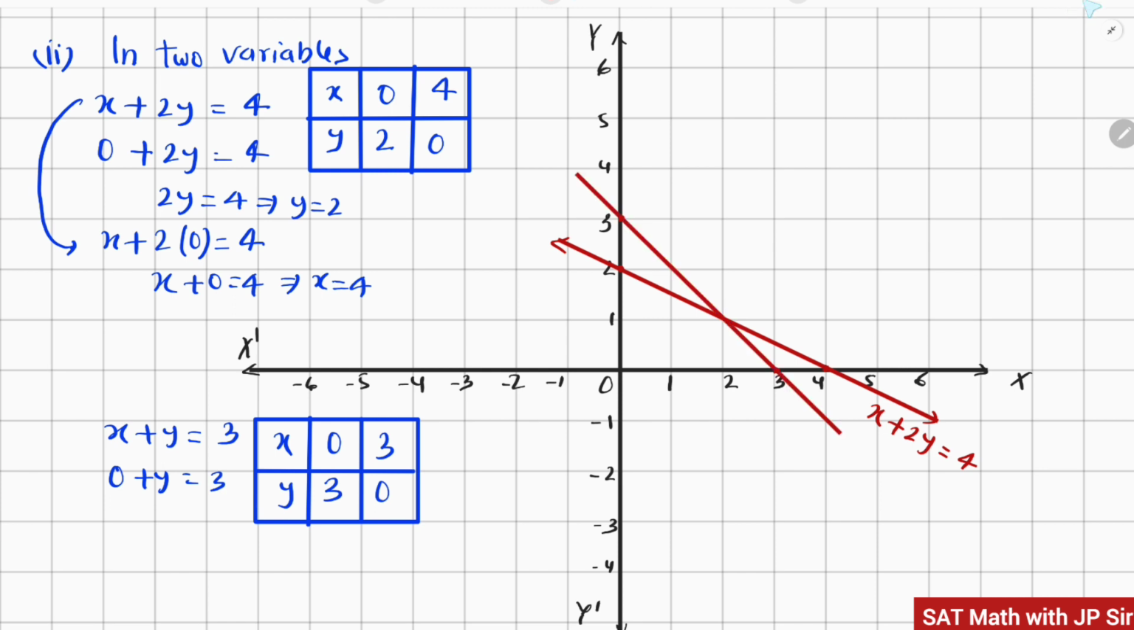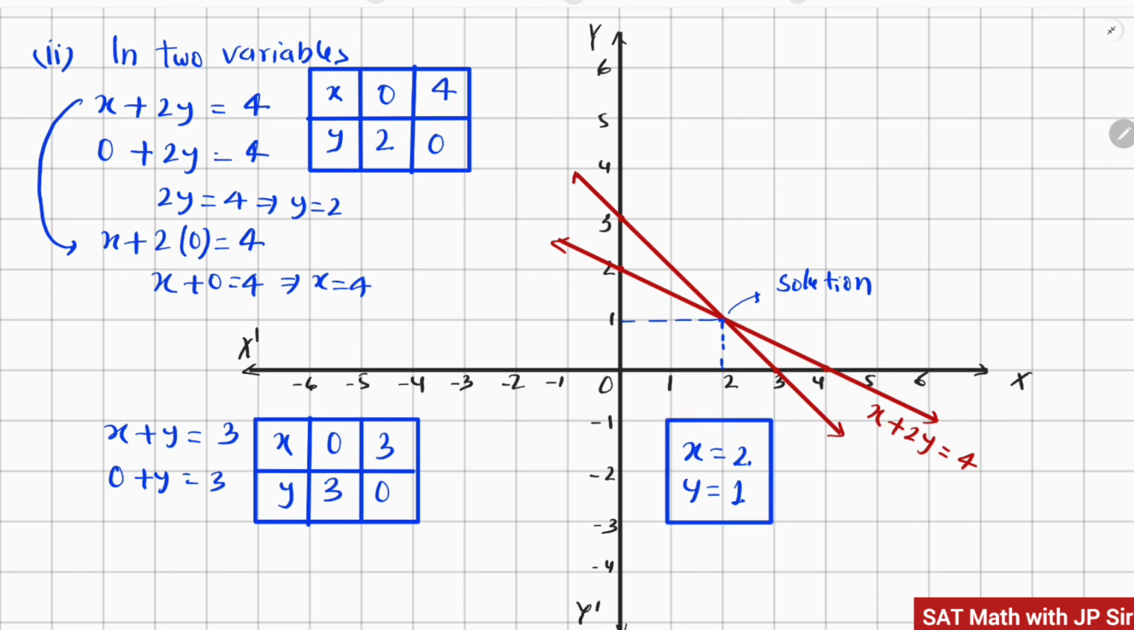So the line is... Now one thing you can notice from here is that this is the point of intersection. At this point, these lines meet. This is the point of intersection of these two lines, these two equations. And therefore, this is the solution of this pair of equations. And what is this? This is x is 2 and y is 1.